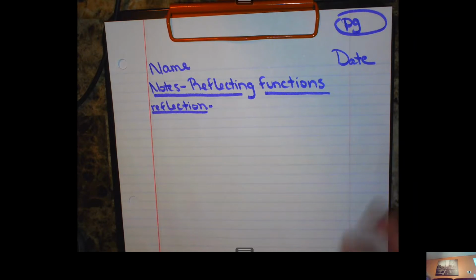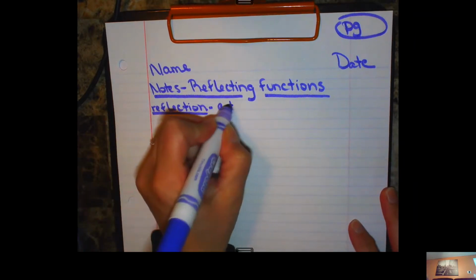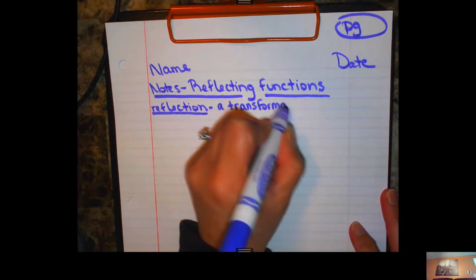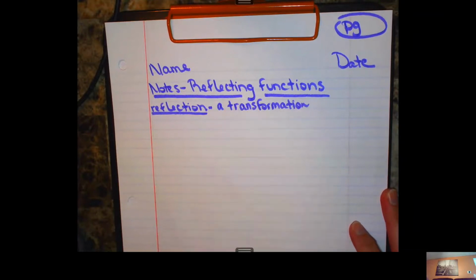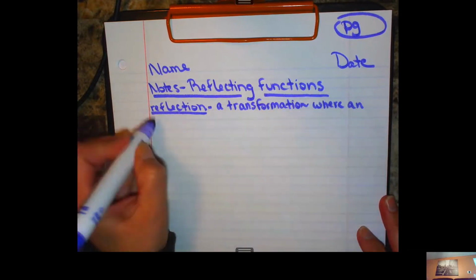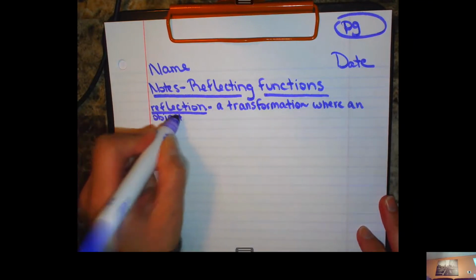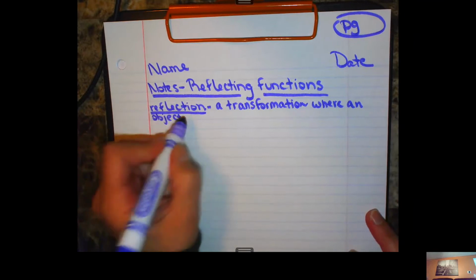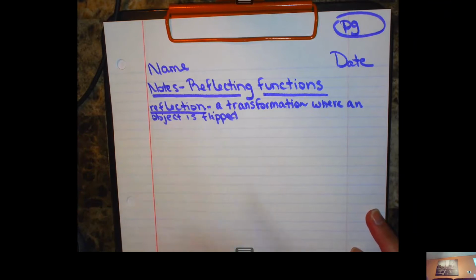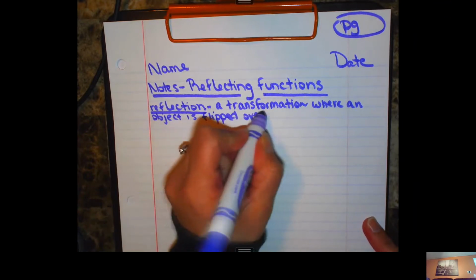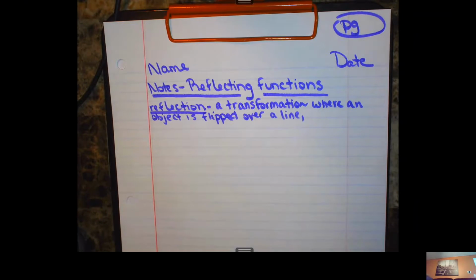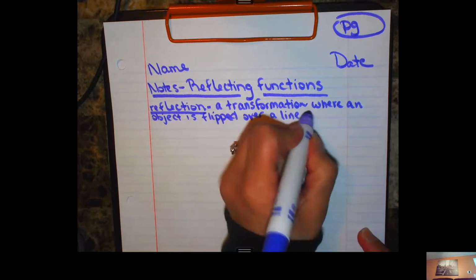The definition for a reflection is a transformation where an object is flipped over a line, creating a mirror image.